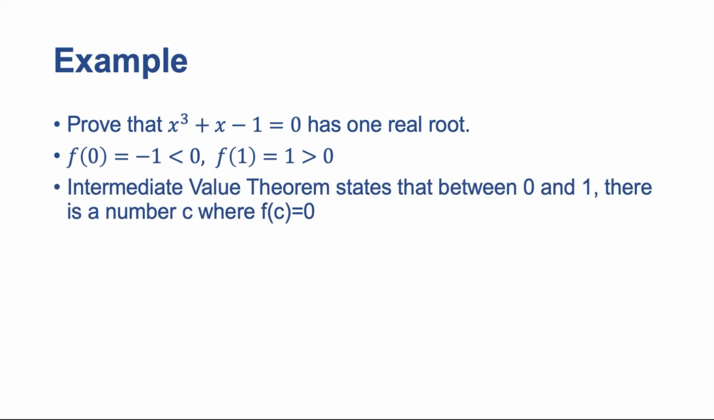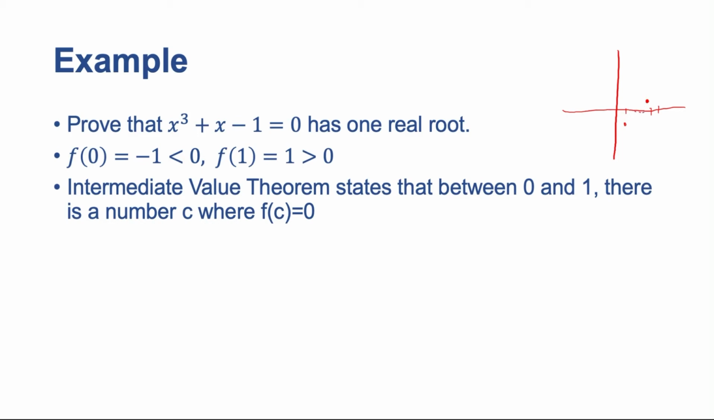So we're going to say that the intermediate value theorem states that between 0 and 1, there's a number c where f(c) equals 0. Okay, so we are going to have f(c) equals 0. So what they're saying is if I have my graph here, and I have two points here on my function that I know are there, the intermediate value theorem says that I'm going to have somewhere here a zero point.